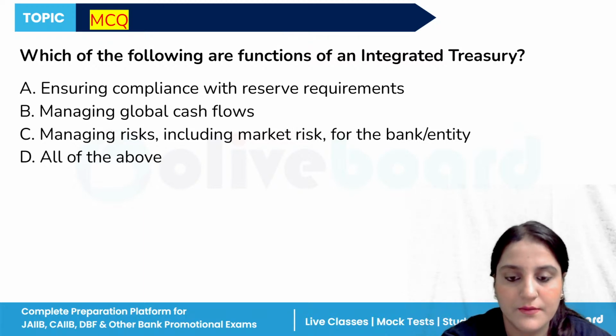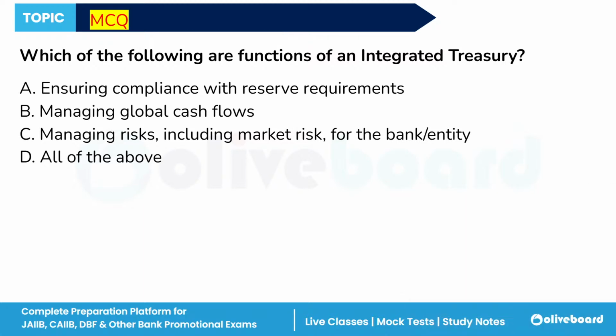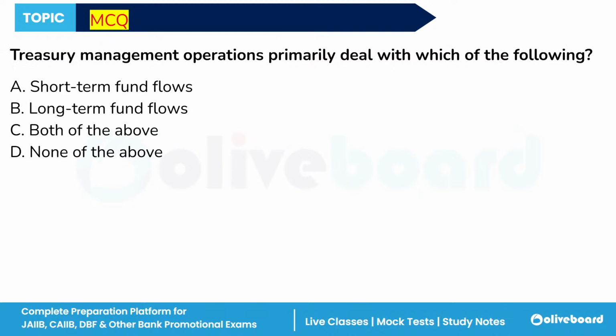Functions of treasury. Following are the functions of treasury. Repeating one more time, it includes meeting the reserve requirement, that is CRR and SLR, global cash management, efficient merchant services, risk management, managing the market risk of the bank entity, and also assisting bank management in ALM and fund transfer pricing. It is included in the integrated treasury functions. So we can say all of the options are correct.